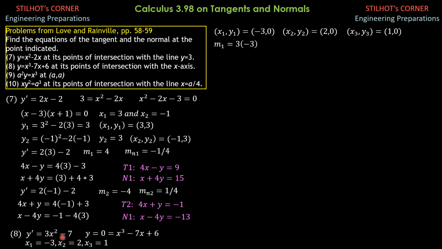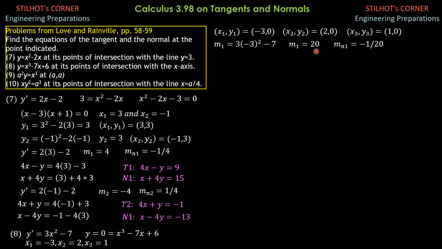y prime or m1 equals 3 times negative 3 squared minus 7. 27 minus 7 is 20. So the slope of the first tangent is 20, and for the normal, negative 1 over 20. Then the equation of the first tangent is 20x minus y equals 20x1 minus y1. But because y1, y2, y3 are all zeros, it reduces to 20x minus y equals 20x1.